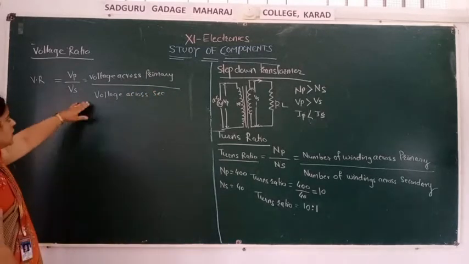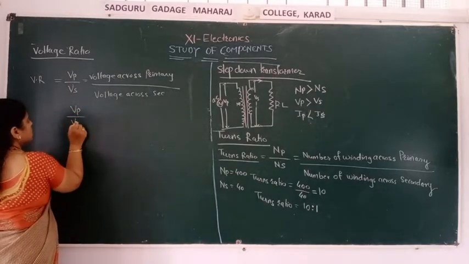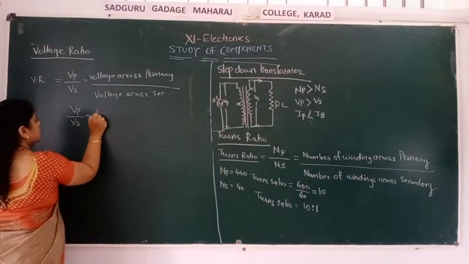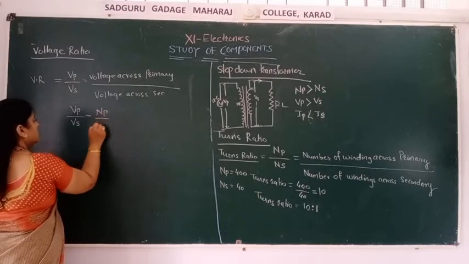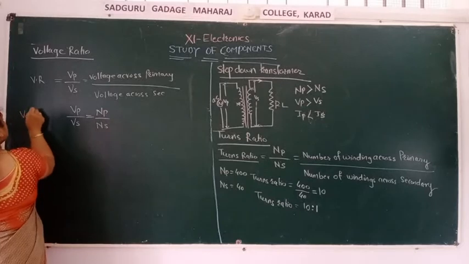Voltage ratio is equal to turns ratio. That is VP upon VS is equal to NP upon NS. So this is the voltage ratio.